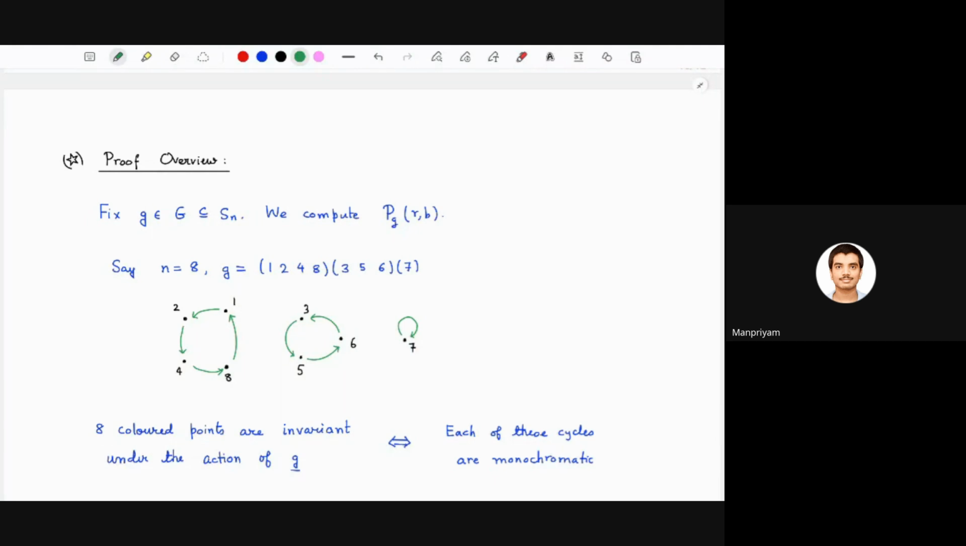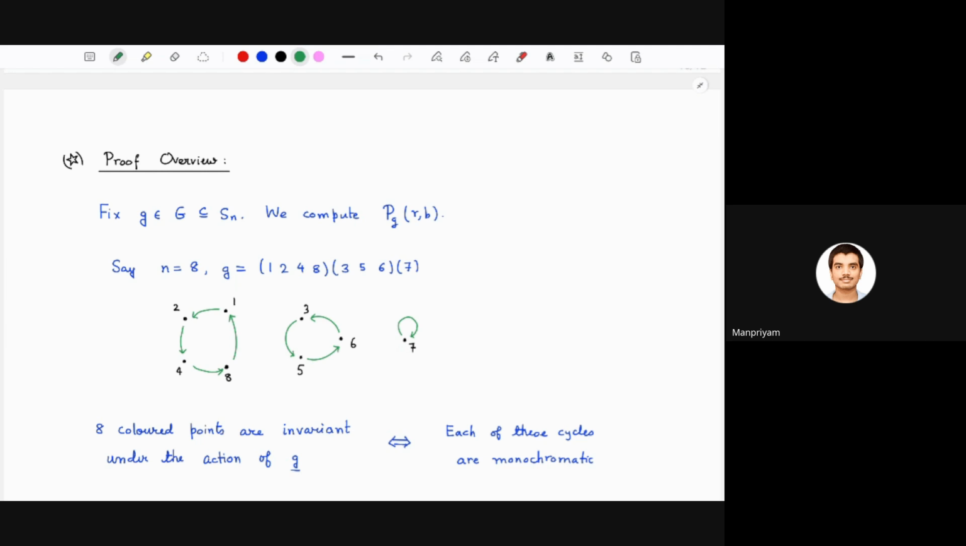Fix a permutation, like fix an action, a permutation g. All right, and we wish to compute this P_g(R, B). Well, what does this permutation do? Let's say this is the permutation. Then it takes 1 to 2, 2 to 4, 4 to 8, 8 to 1, 3 to 5 to 6, and 7 remains as it is. If I have a coloring which is invariant under this particular permutation, what happens?